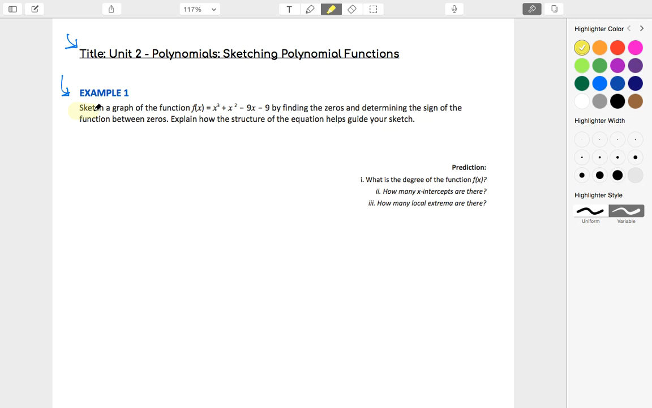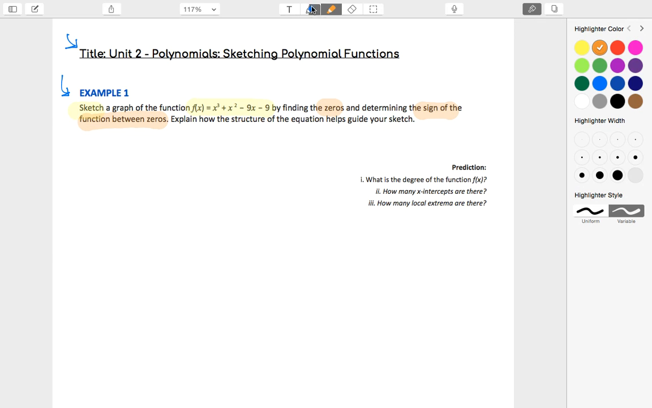Cool. So key things that are popping out for me are sketch. That means we don't need to be exact, but getting a rough estimate here. This is our function that we're working with. We also want to take note of the zeros. We want to figure out what those are. And we also want to figure out the sign of the function between the zeros. All right. And then afterwards, we want to give a little explanation.